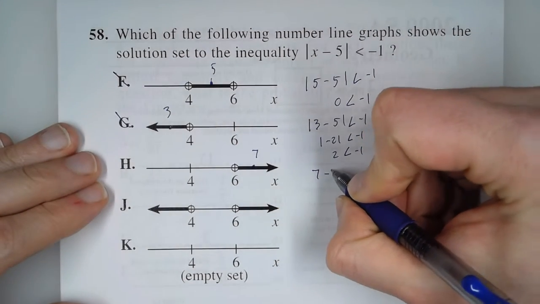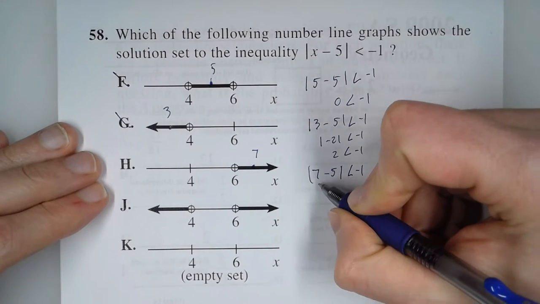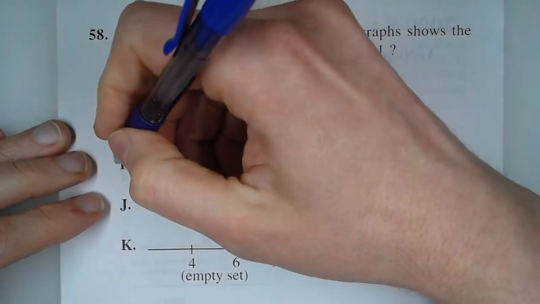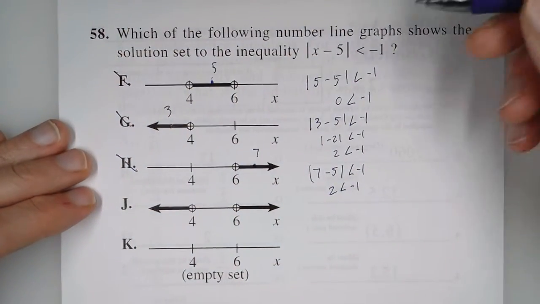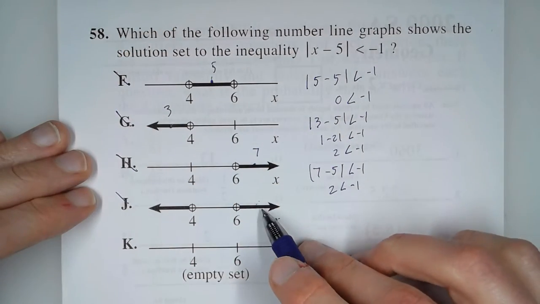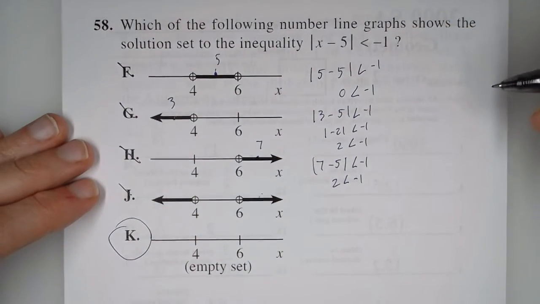So absolute value of 7 minus 5 is less than negative 1. So we have the absolute value of 2, which is just 2, less than negative 1. Well, 7 doesn't work. And since 7 doesn't work, it also doesn't work here, because if this were an answer, 7 would work. So that means the only thing that works is letter K.